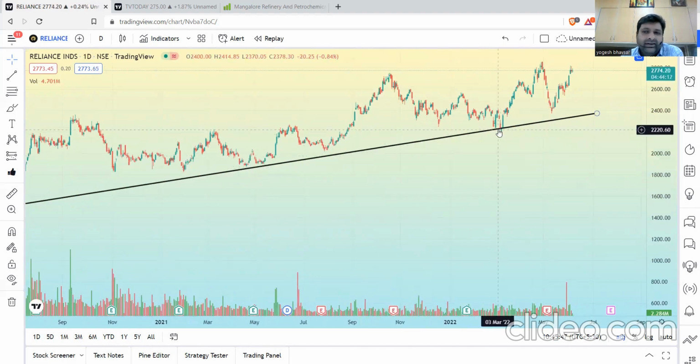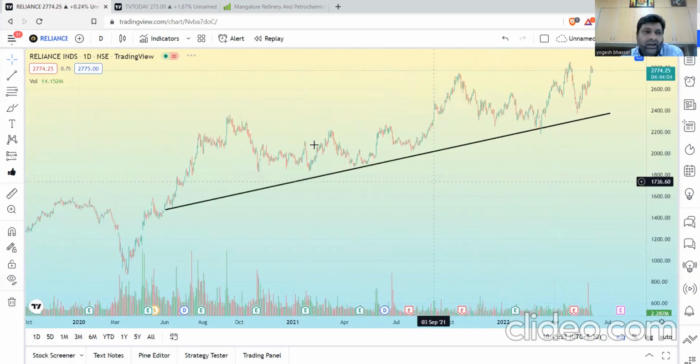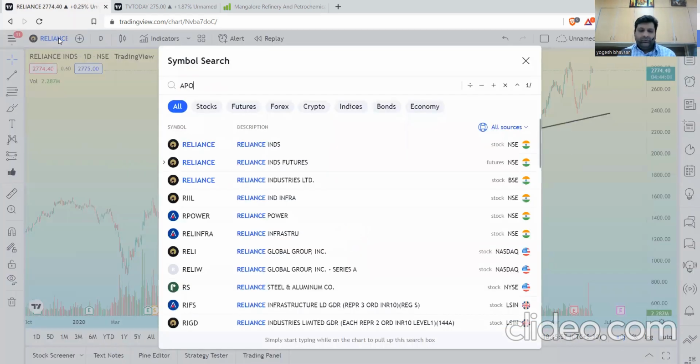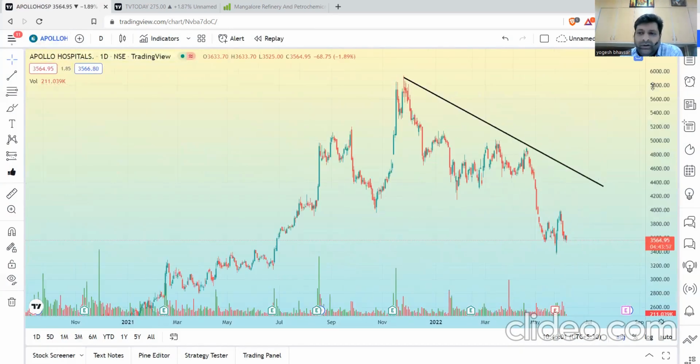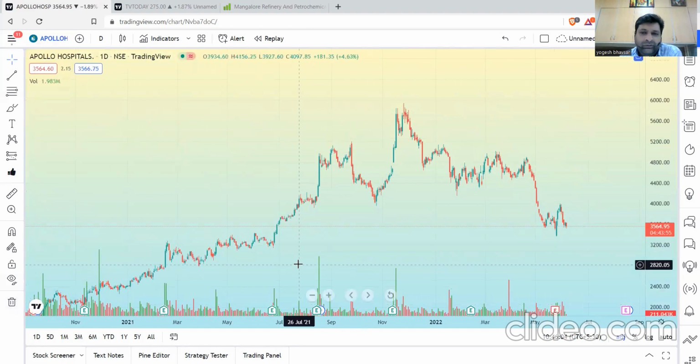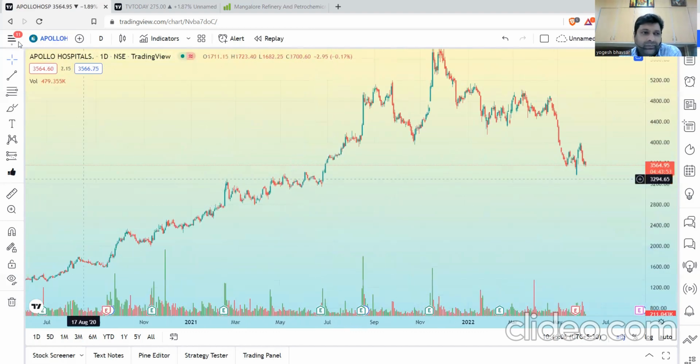So you would have exited over here and re-entered when the price went back up and still the trend line had not been touched. So this is the way of using a trend line. I can give you an example of Apollo Hospital, how people have exited in it, or one way of exiting the trade is like this.